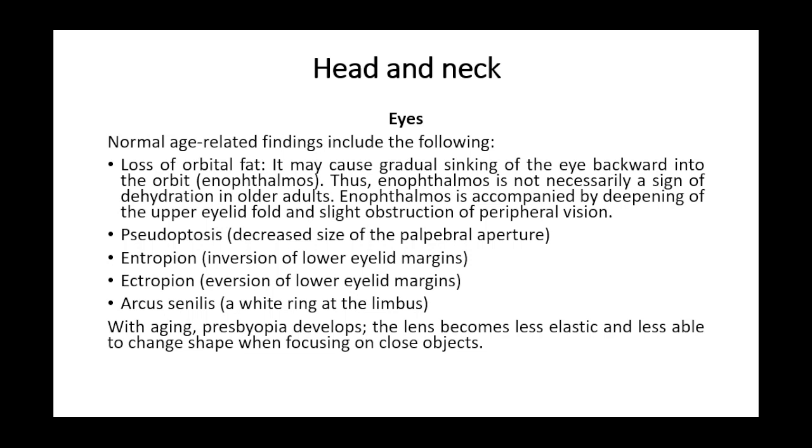Eyes. Normal age-related findings include the following: loss of orbital fat. It may cause a gradual sinking of the eye backward into the orbit. Thus, enophthalmos is not necessarily a sign of dehydration in older adults. Enophthalmos is accompanied by drooping of the upper eyelid fold and slight obstruction of peripheral vision. Pseudoptosis, entropion, ectropion, arcus senilis.